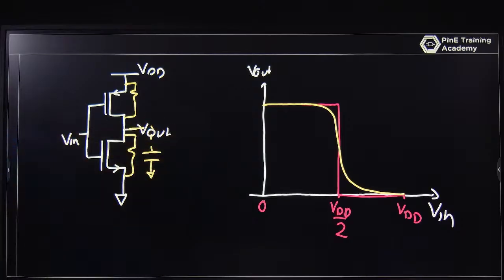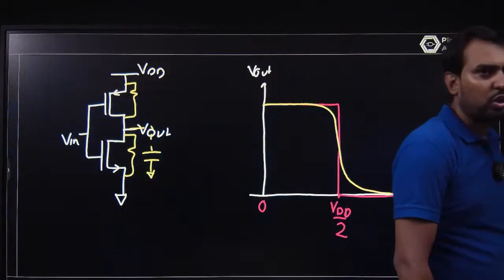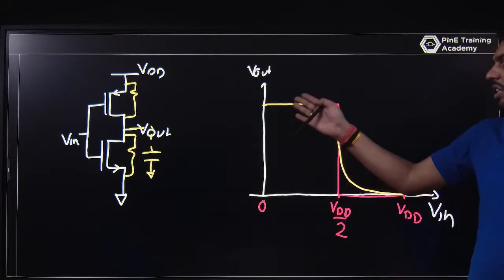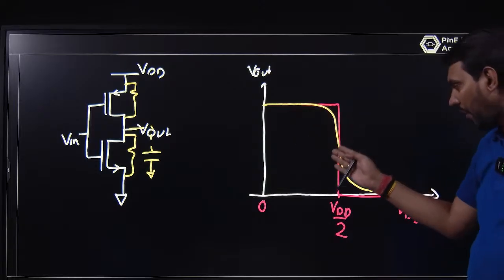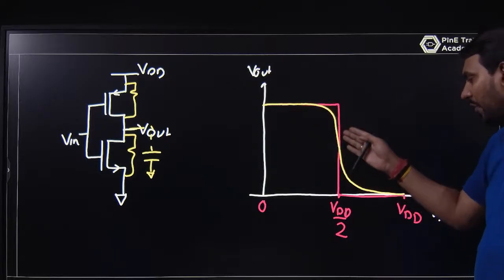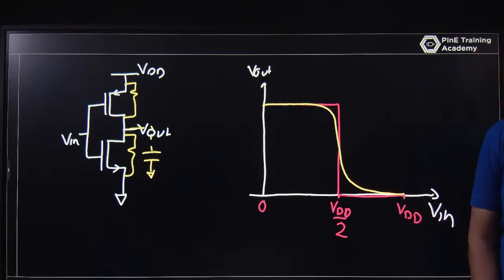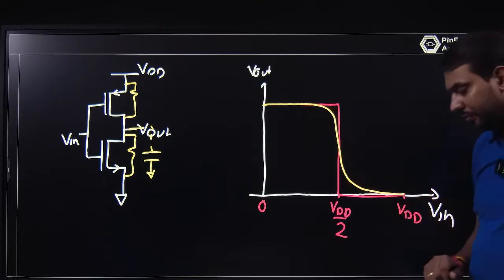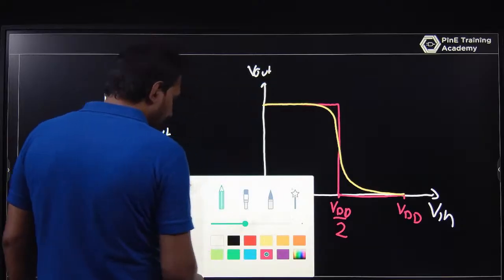The yellow one is the practical case. In the ideal case, from 0 to VDD by 2 the logic is high, and after VDD by 2 it is logic 0. But practically it is not like this; it will show some curve here, and it will show different regions. In different regions it will provide it like this. So this is the transition, and you can focus on it.